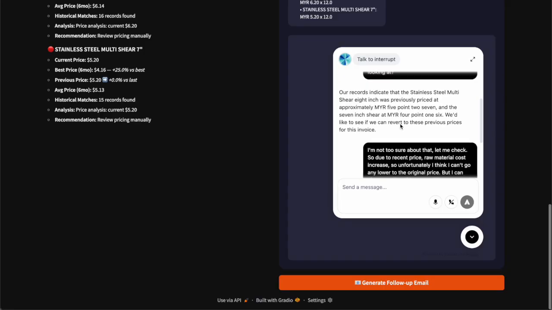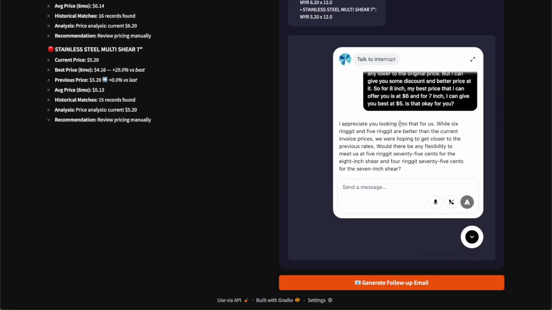I appreciate you looking into that for us. While 6 ringgit and 5 ringgit are better than the current invoice prices, we were hoping to get closer to the previous rates. Would there be any flexibility to meet us at 5 ringgit 75 cents for the 8-inch shear and 4 ringgit 75 cents for the 7-inch shear?